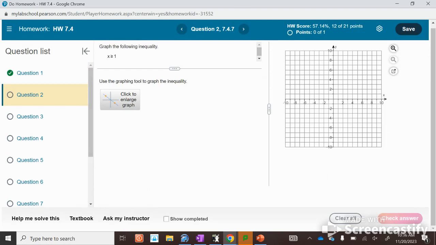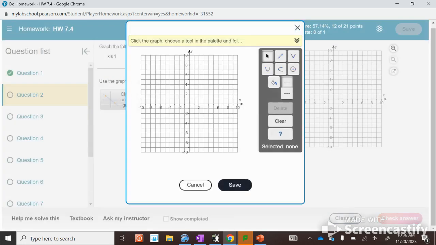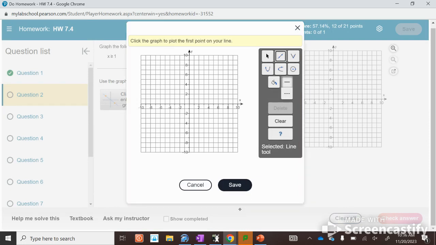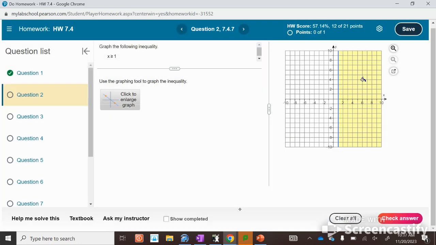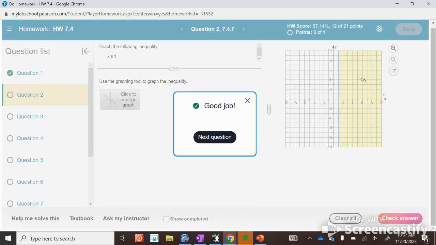All right. So what do we say about x being alone? It is a horizontal or vertical line? Vertical line. So you just grab a vertical line and you put it in. And then, since it's greater than or equal to, will it be dashed or solid? Solid, and then you use a paint bucket to shade the side which it is. Okay?